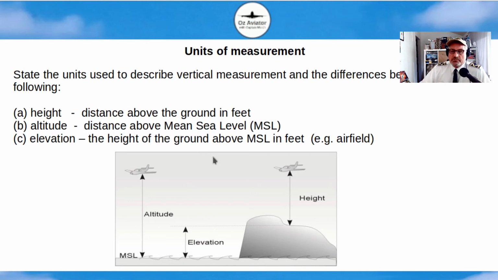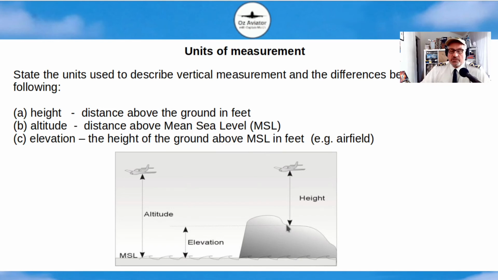Altitude is the distance of our aircraft above mean sea level for that standard setting for that day or for that time period. So the altitude of the aircraft is above mean sea level in feet. Height above the ground in feet, altitude above mean sea level in feet.